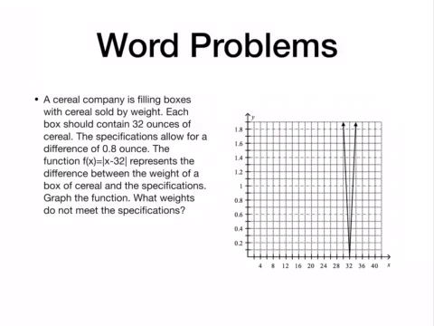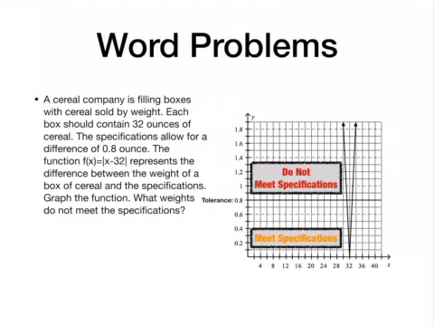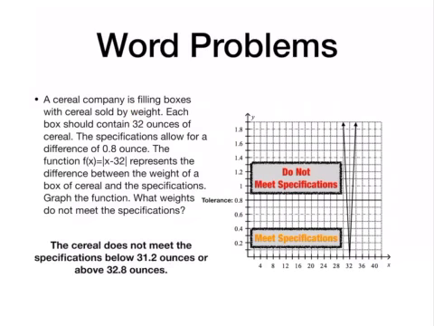At that point, I would look, and I would see that this says 0.8 ounce is going to be our threshold, so I would draw that. The problem is, especially now, I can't really tell what value that should be. So since I'm not sure, what I would end up doing is, the bottom part meets, the top does not, but we're asked what values do not meet. So I would take that 32 ounces and I would add and subtract 0.8 to get my lower and higher limit. The cereal does not meet the specifications below 31.2 ounces or above 32.8 ounces.